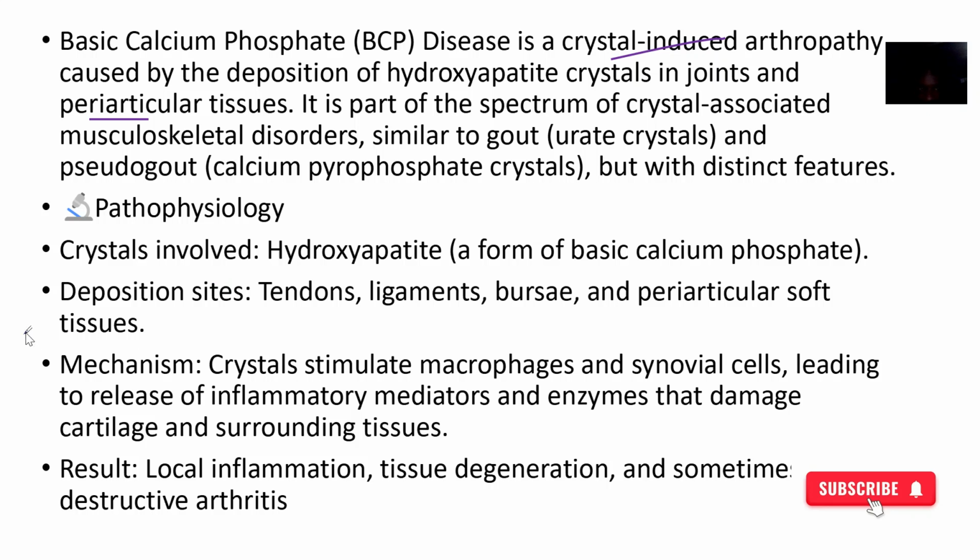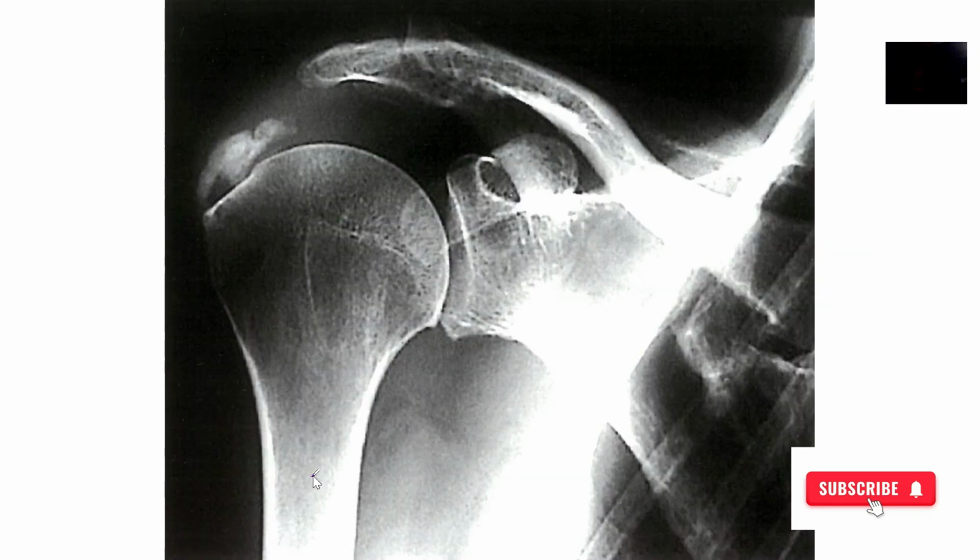tissues. So the mechanism: the crystals will stimulate macrophages and synovial cells, leading to release of inflammatory mediators and enzymes that damage the cartilage and the surrounding tissue. So there's a lot of local inflammation, there's tissue degeneration, and it can also cause destructive arthritis.